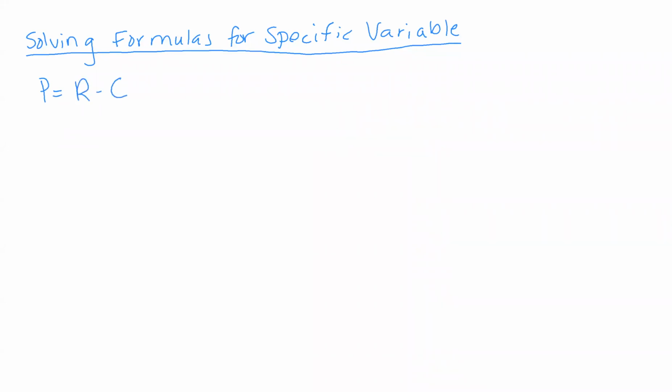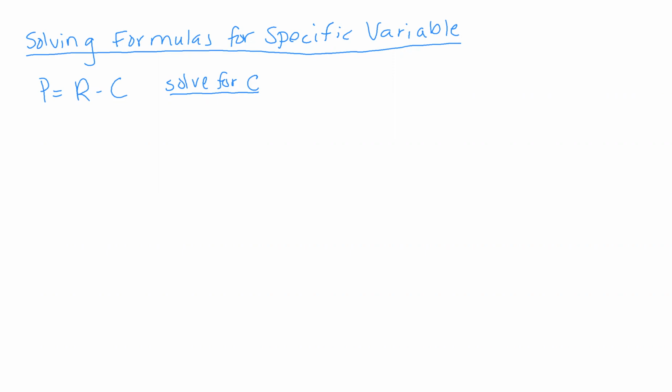This is a classic formula for profit. Profit equals revenue minus cost. And what we want to do is solve for C. What this means, solve for C, is that we want to get C by itself. So you want a single positive C equaling some relationship between P and R.